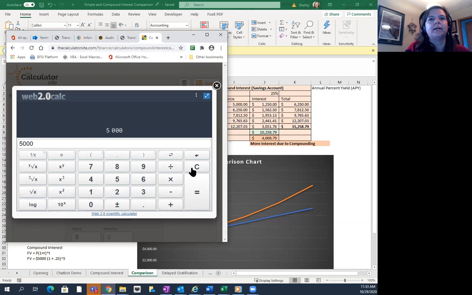I think I have to go back because we have to look at the formula. So down here is the formula. If you have the 5,000, we actually need to take the 1.25 first when we're using the formula, and then we raise it to the 5th power. To find the 5th power, it's this x to the y button. And then you get this number, but then you have to multiply that times your 5,000.